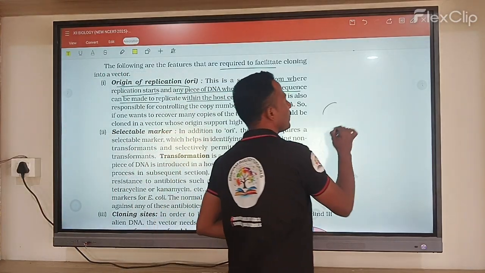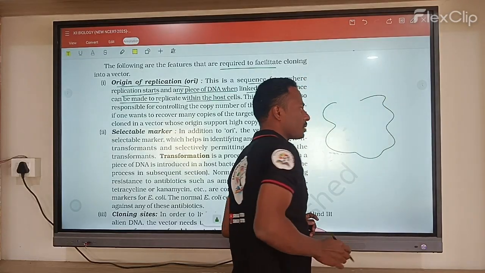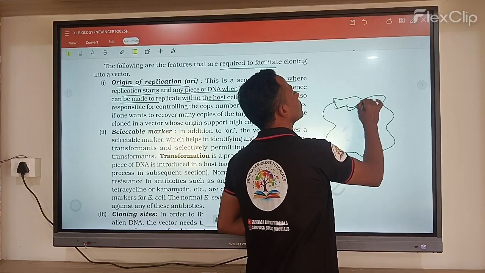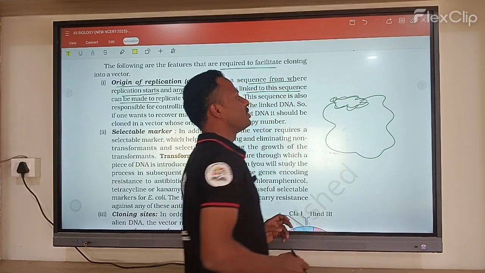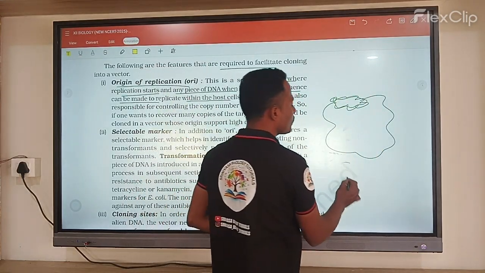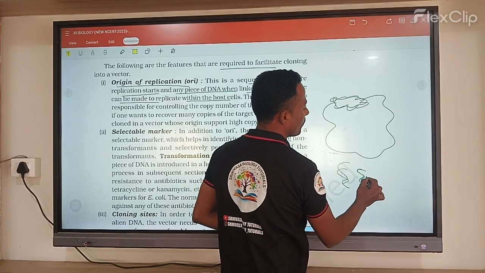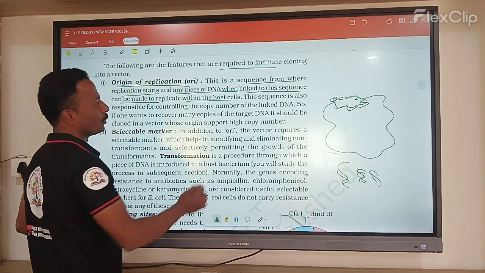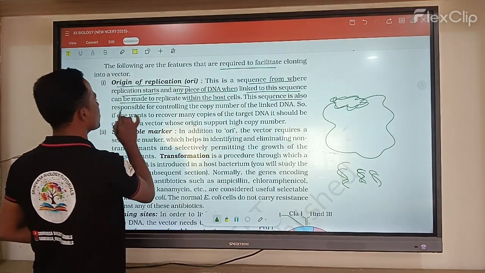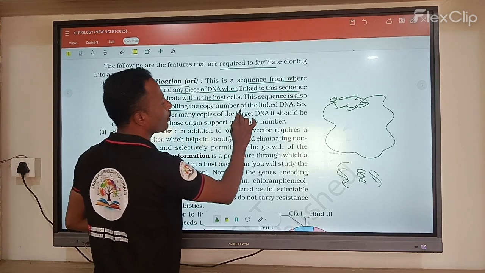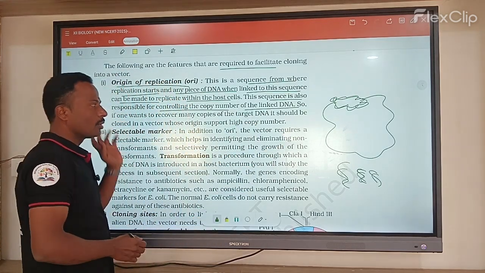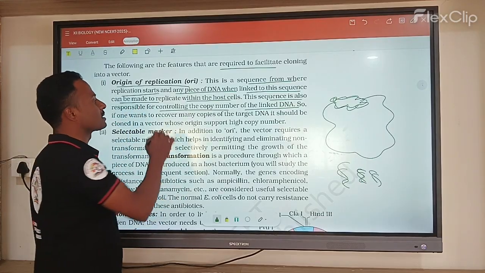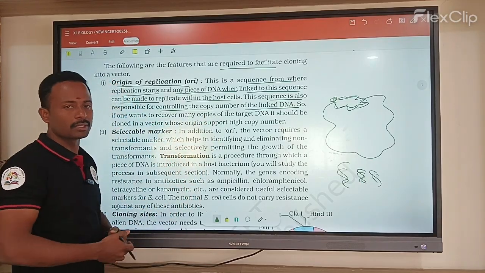For example, when the vector DNA is injected into the host cell, what happens? It produces multiple copies of the DNA. The sequence is also responsible for controlling the copy number of the linked DNA.